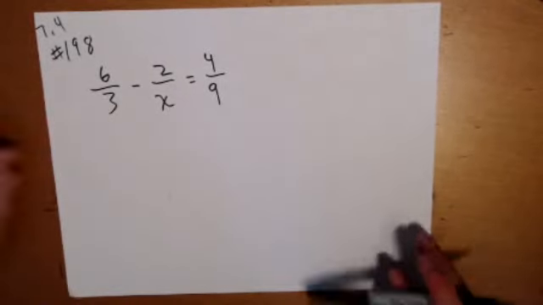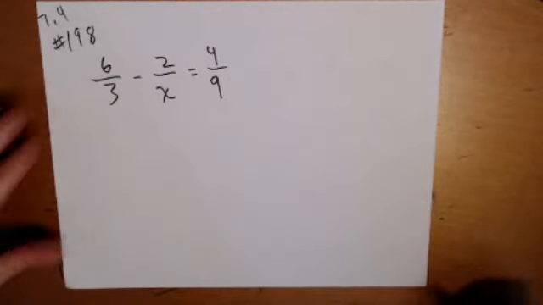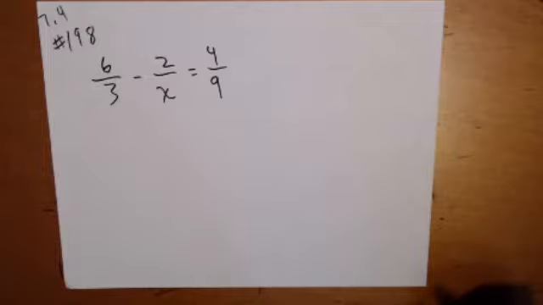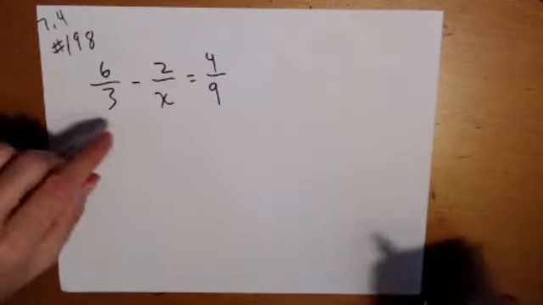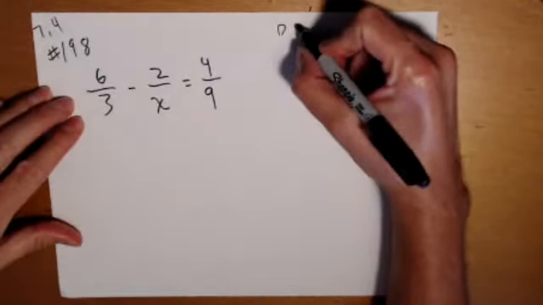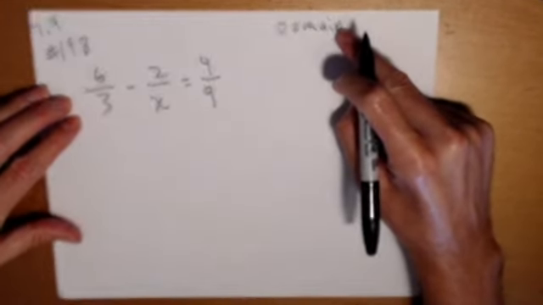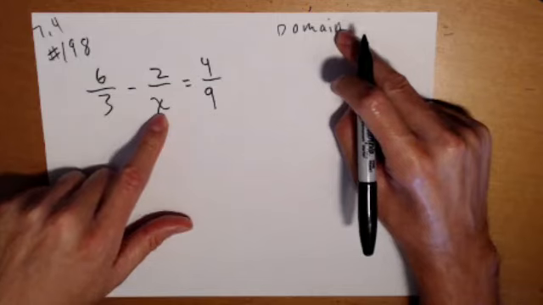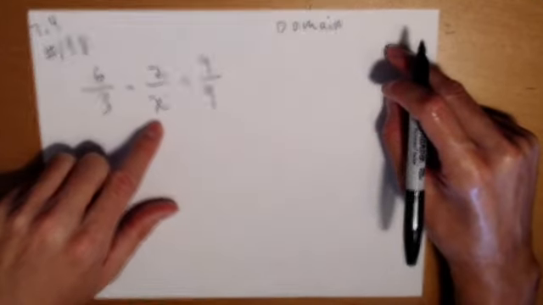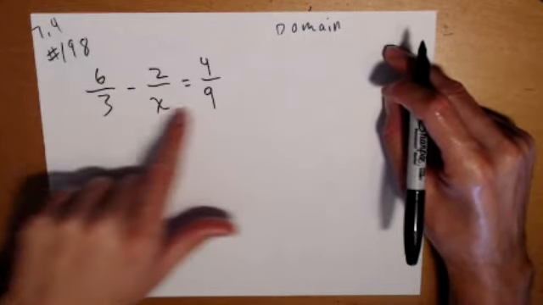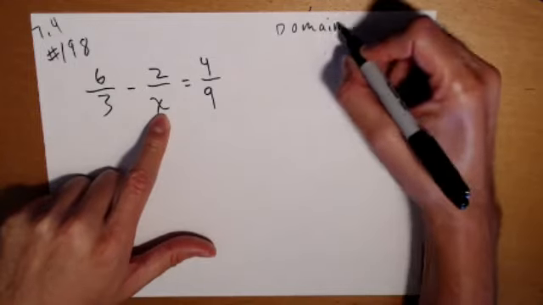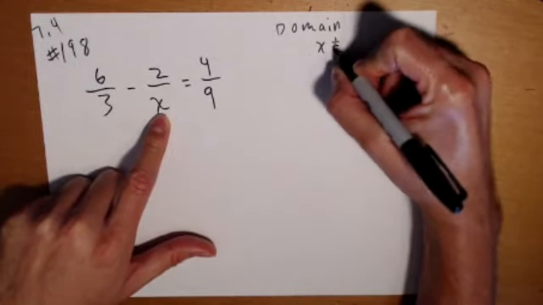Okay, so there's two parts going on here. The first thing we need to do, this one's a little weird at first, but in the very beginning we should probably talk about something called domain. Domain is what, in this case x, what x values are going to mess things up. You're not allowed to divide by 0. So right here, let's just say the domain is make sure x does not equal 0.